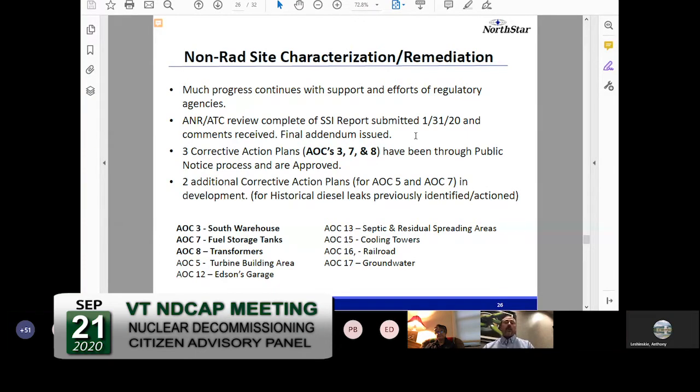There are 3 corrective action plans that have been through public noticing and they're approved and ready to execute. We're waiting for the right time to do those. Those are really small, previously identified issues where diesel fuel or another soil contaminant was found, and we will disposition those sites generally in the order of removing a small amount of soil and hauling it away and then checking the margins to make sure that no other materials remain that shouldn't be there.